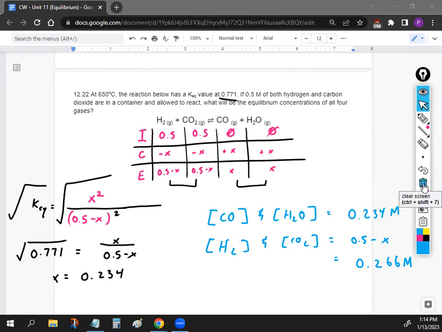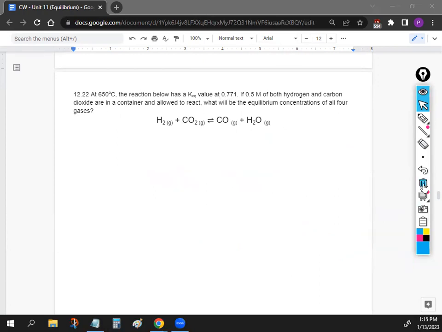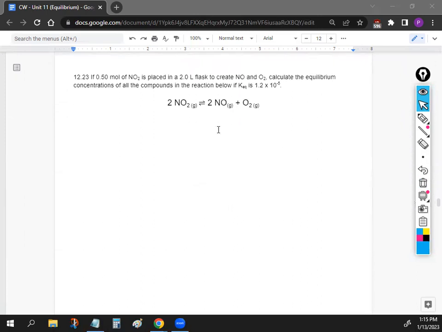Okay, we're gonna move on to 12.23, so you guys can scroll down onto there. This one's a little bit trickier because if you guys notice in 12.23, the stoichiometry, there are finally coefficients. So just make sure you keep the coefficients in mind when you guys are doing the change, the C row in the ICE table. So I'll give you guys about 10 minutes to do this one, beginning to end.